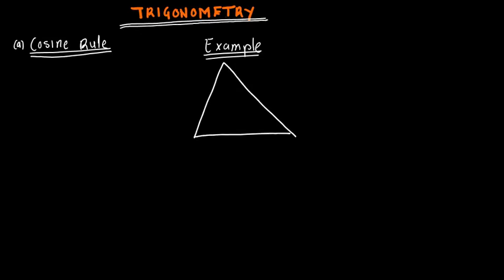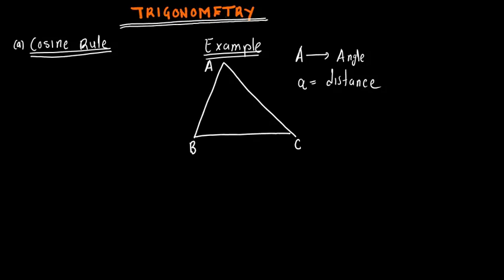Let's assume that this is A, this is B, and this is C. Now, I want you to understand that under trigonometry, big letters symbolize the angle. Small letters symbolize the distance. It's very important to understand this concept.